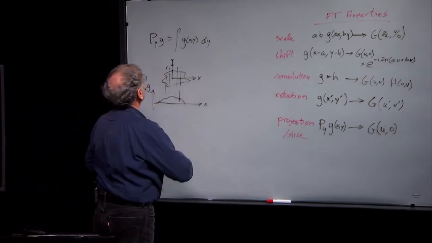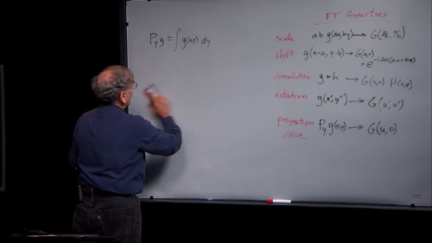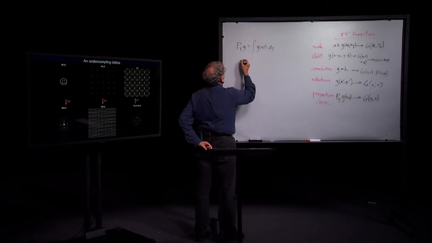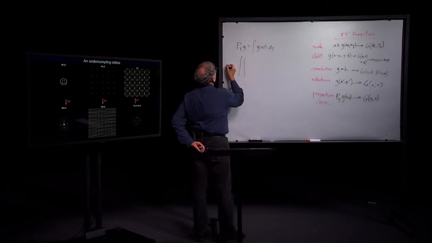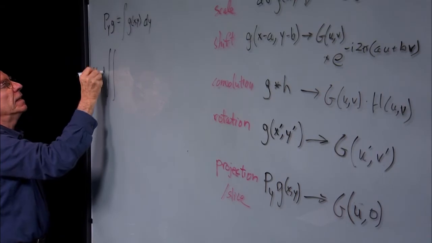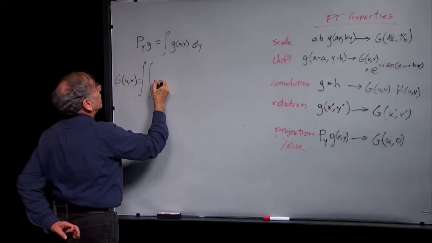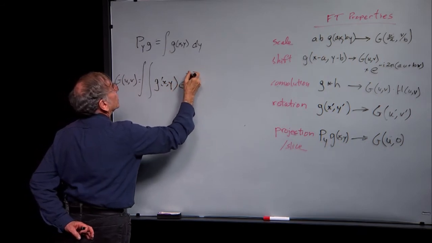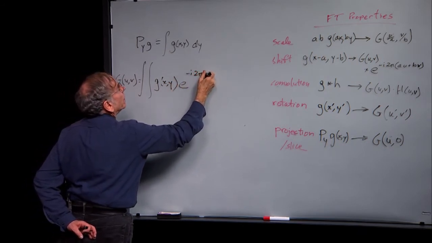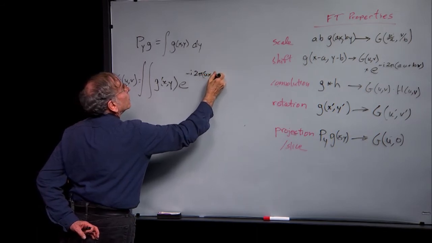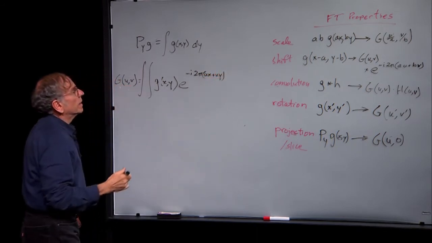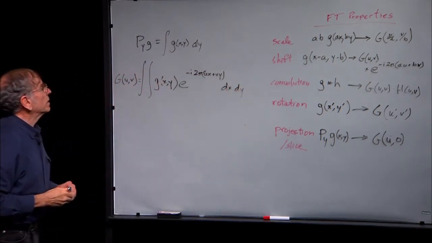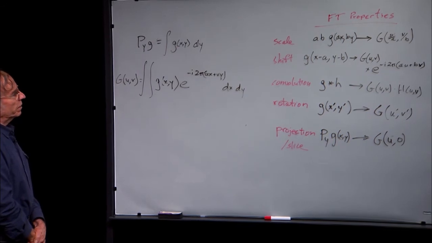Okay, so I'm going to go ahead and prove this. Let's start off with the Fourier transform of g of x, y itself. Okay, so here's G of u, v. By the definition, it's the integral of g of x, y, e to the minus i 2 pi (u x plus v y). So this is the definition of the 2D Fourier transform.